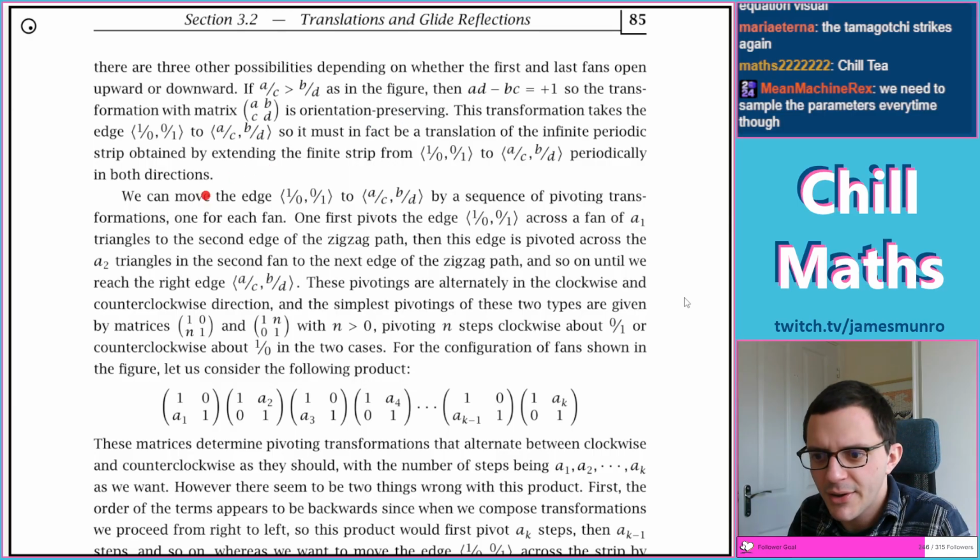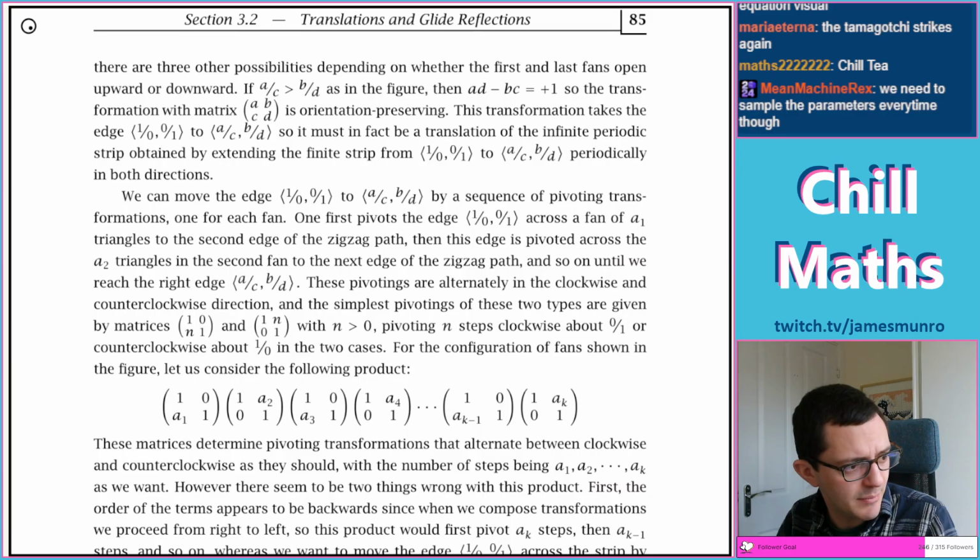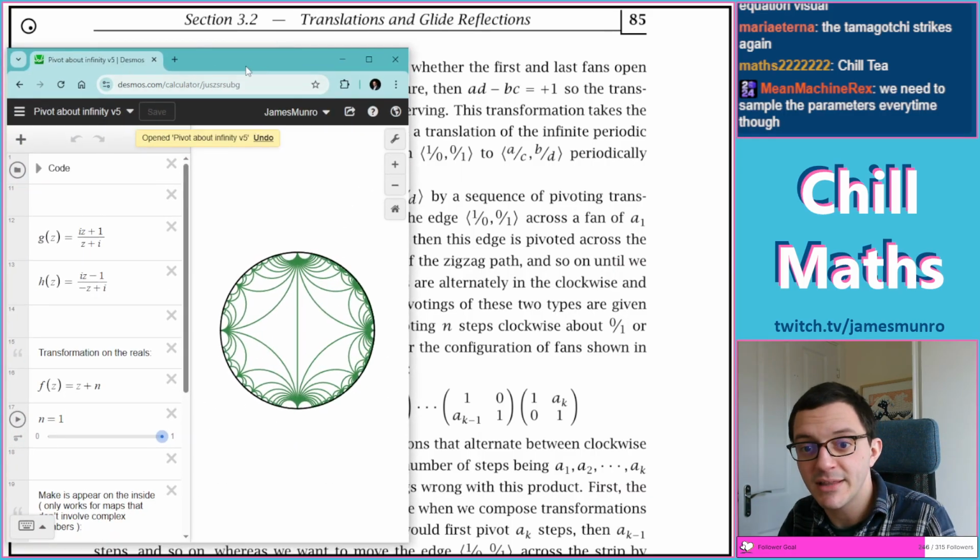So we move this edge by a sequence of pivoting transformations, one for each fan. Oh goodness me. Well, the first pivot is the edge pivot across a fan of A1 triangles to the second edge of the zigzag path. So the pivot is a bit like rotation around the point. Maths222 made this animation for us that I can try and find. Let's see if I can find the pivot animation. So yes, here it is. Thank you for making this, Maths222.